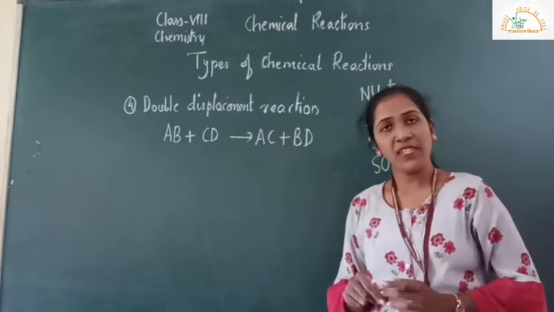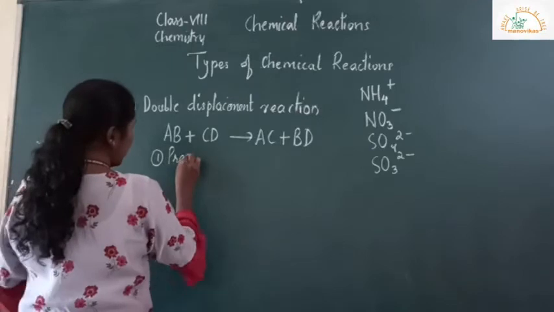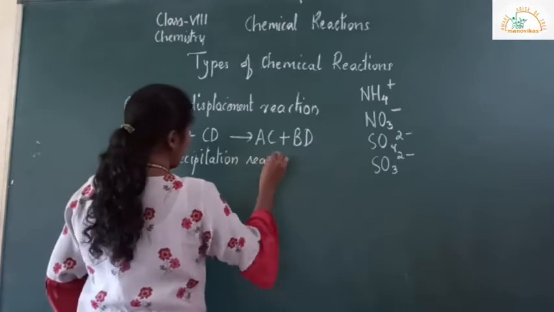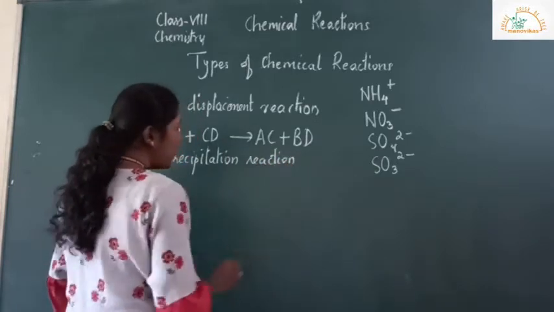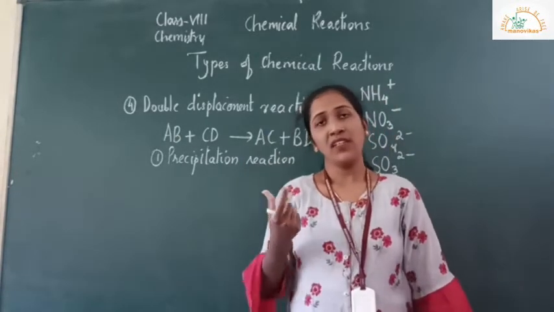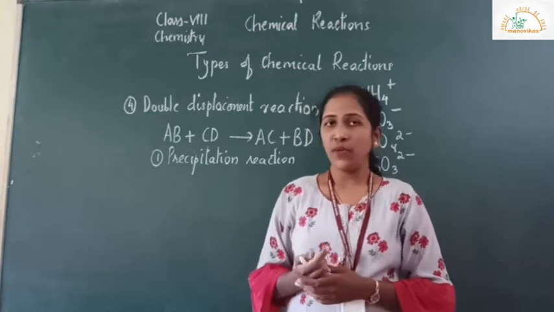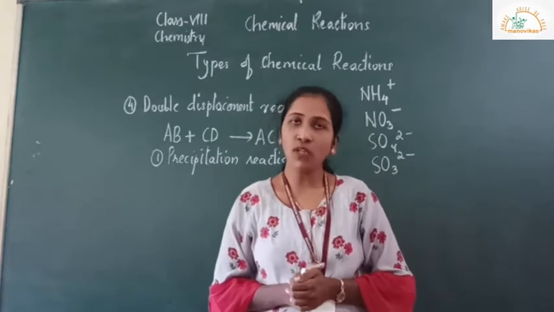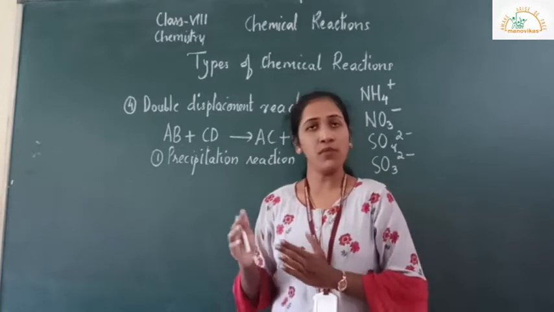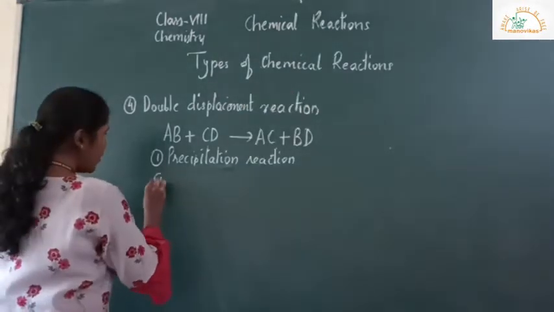Now in double displacement reaction, there are two different types of reaction. First one is precipitation reaction. Now what do you mean by this precipitation reaction? It is a type of double displacement reaction in which the two reactants, in aqueous solution, form new products in which one will be the precipitate. Now what do you mean by precipitate? Precipitate is an insoluble solid mass that is formed during the chemical reaction. So here let's take an example. Let's take the first example.